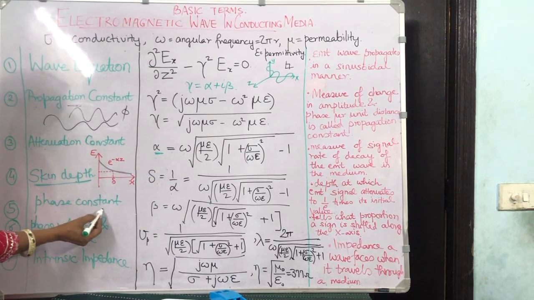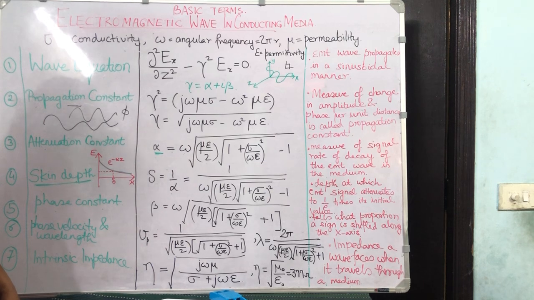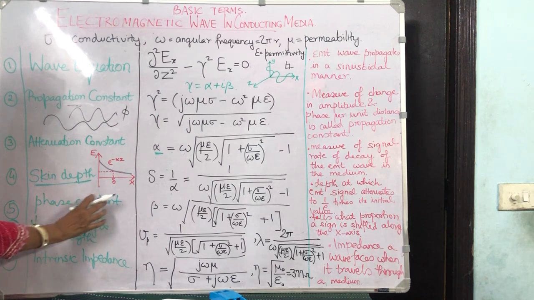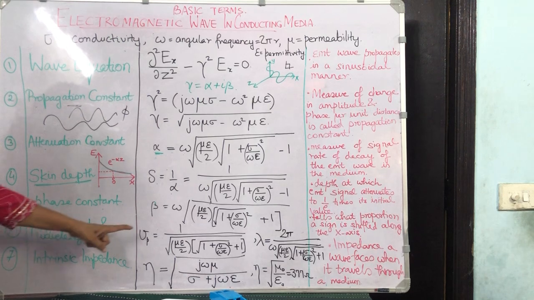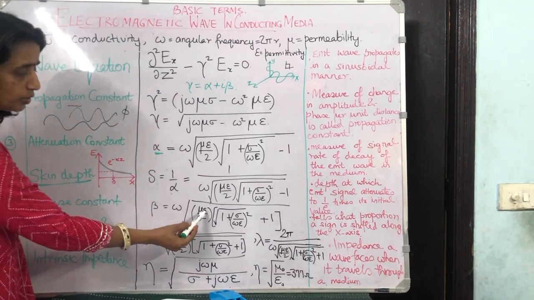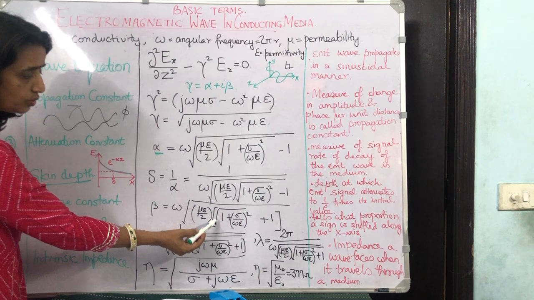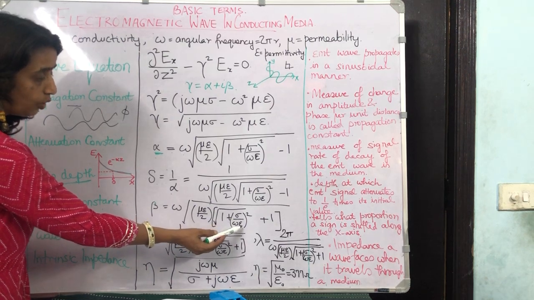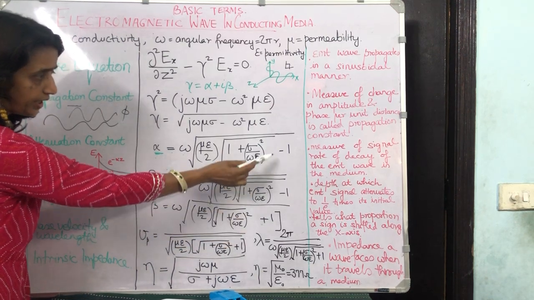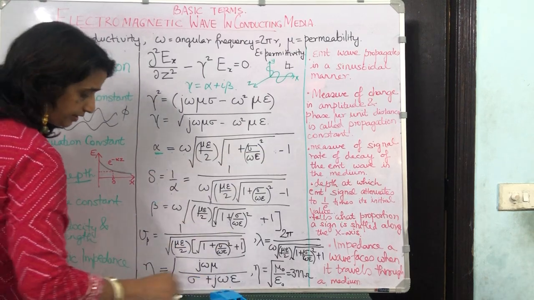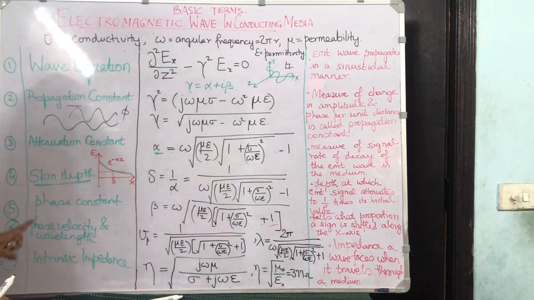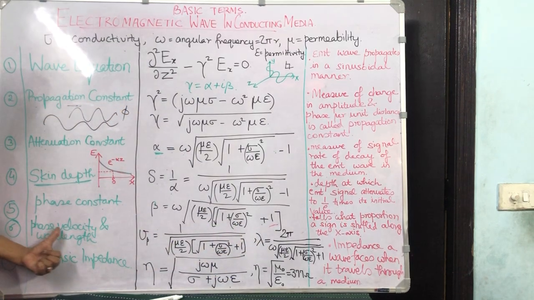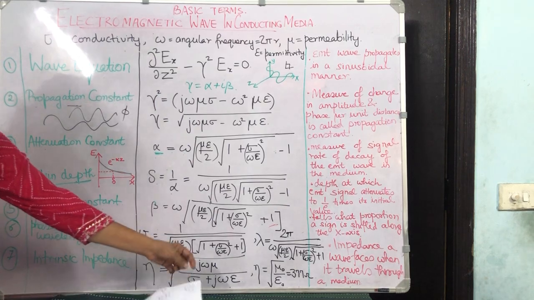Next comes phase constant. Phase constant tells us what proportion a sine wave has shifted along the x-axis. So phase constant beta will be equal to omega under root mu epsilon by 2 into under root of 1 plus (sigma upon omega epsilon) square plus 1. Here it was minus 1, here it is plus 1. This is phase constant.